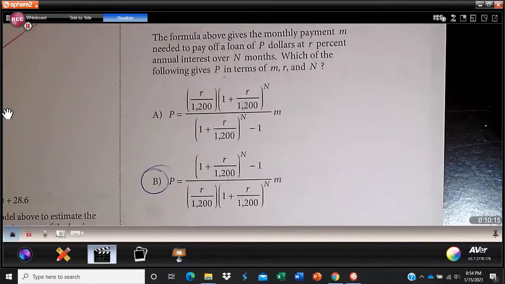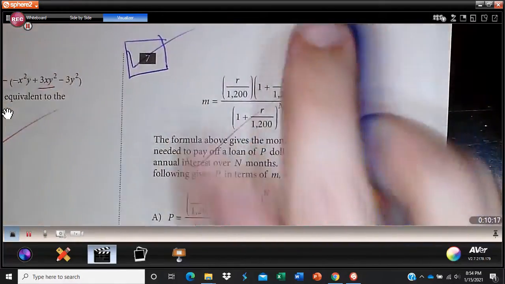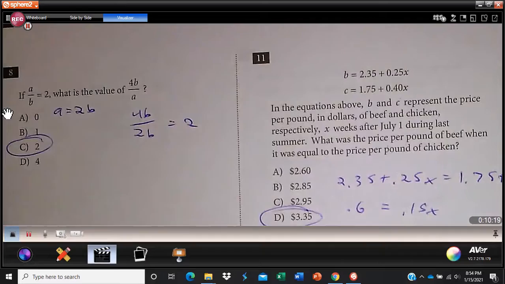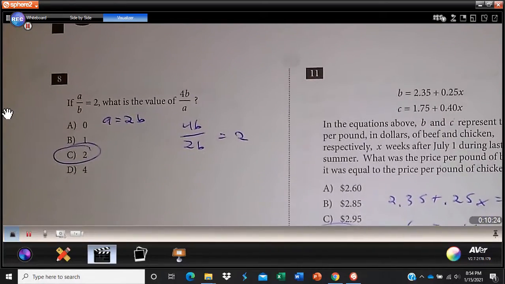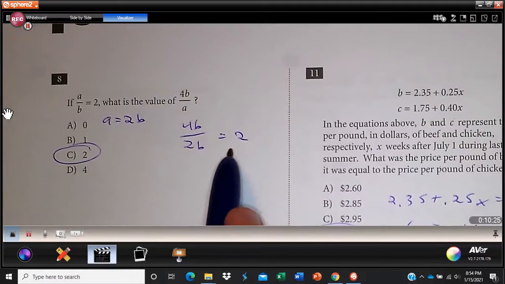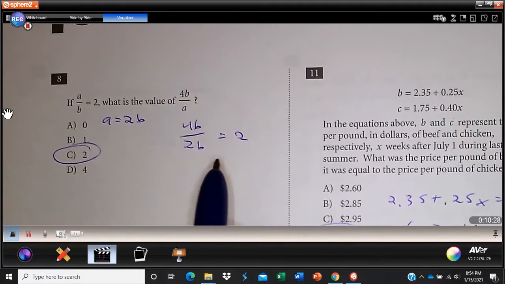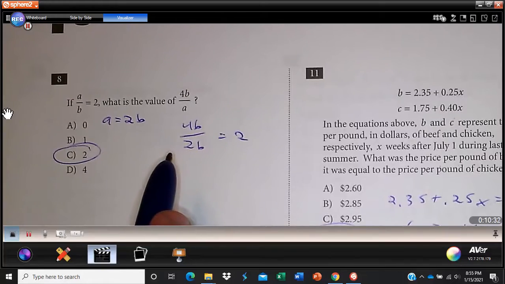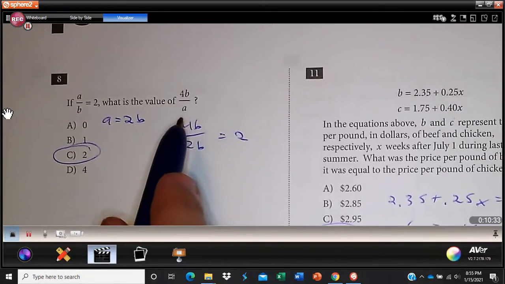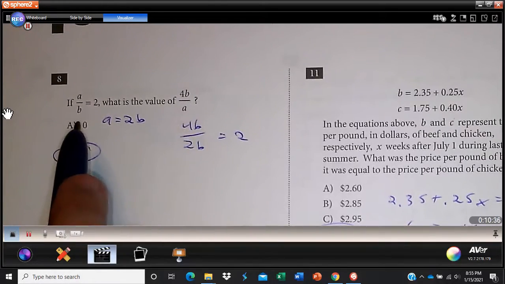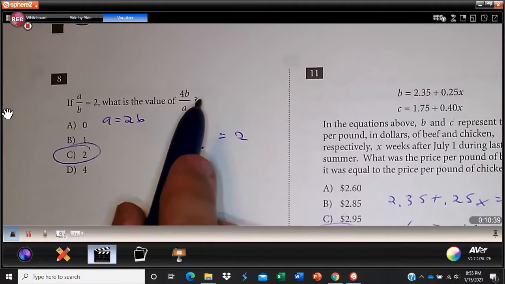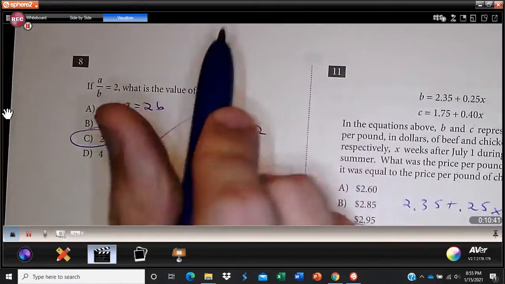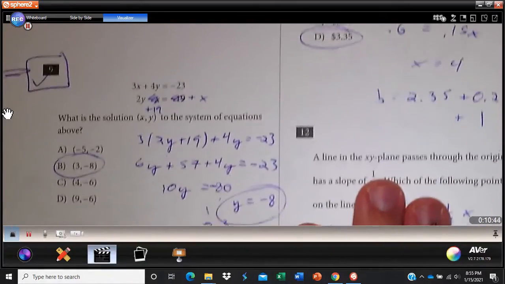7, I'm actually pretty confident with. I'm not going to spend time checking it. 8, okay, let's just see. So if, geez, how do I check this one? 4b over a. So b over a is a half. So 4 times a half is 2. Okay, so that seems to work out.